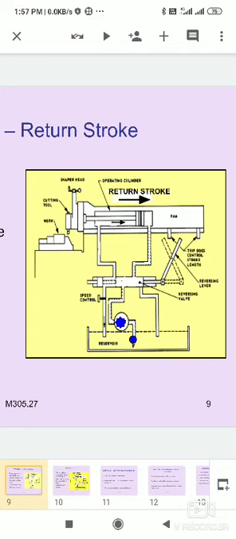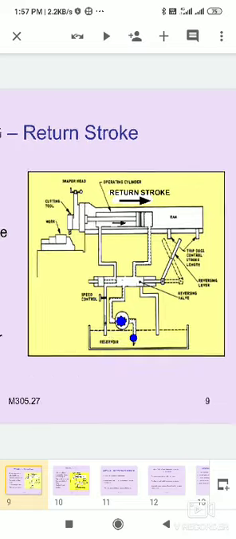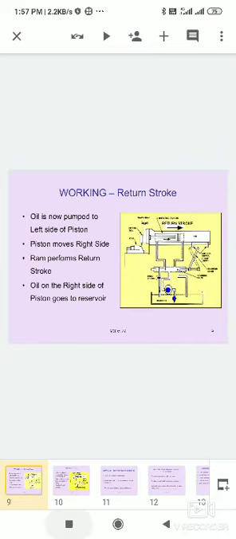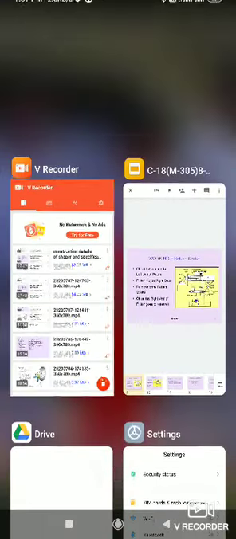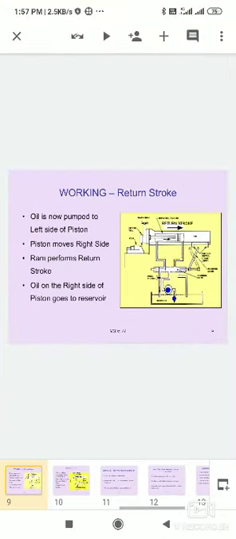It comes speedily backward. That means return stroke, quick return stroke, quick return mechanism, hydraulic quick return mechanism. This is the mechanism of the hydraulic quick return mechanism, the hydraulic system for quick return.